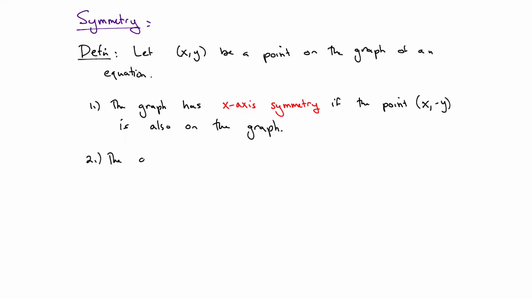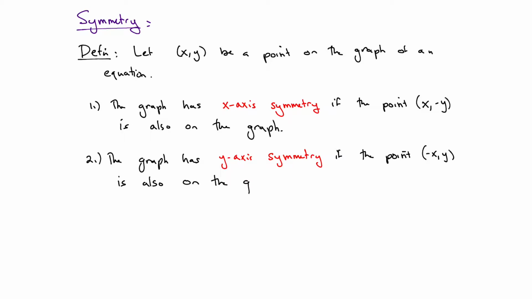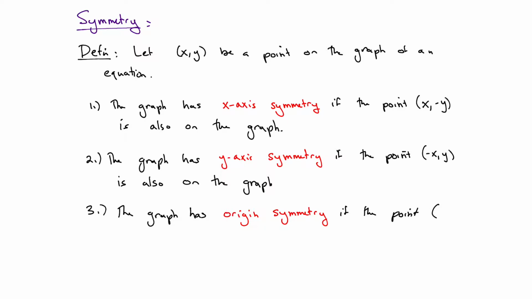Two, the graph has y-axis symmetry if the point (negative x, y). So instead of (x, negative y), now we have (negative x, y) is also on the graph. And the third and final one is the graph has what we call origin symmetry if the point (negative x, negative y), so both of them are negative in this case, is also on the graph.